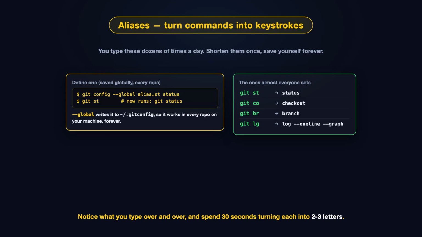The point is not to memorize my aliases, it is to notice which commands you type over and over, and spend 30 seconds turning each one into 2 or 3 letters. Small change, but you run these hundreds of times a week, and the savings add up fast.